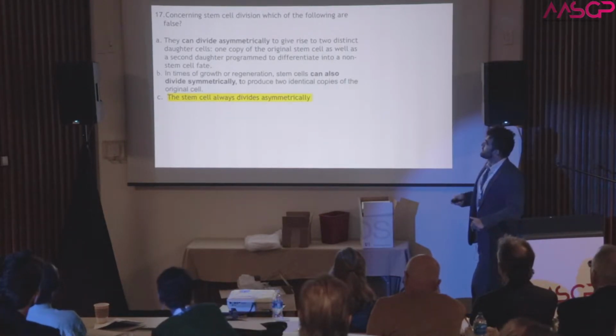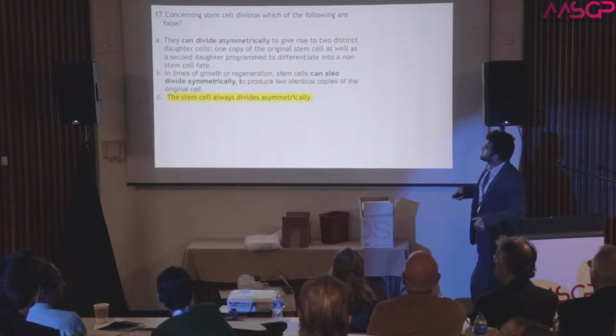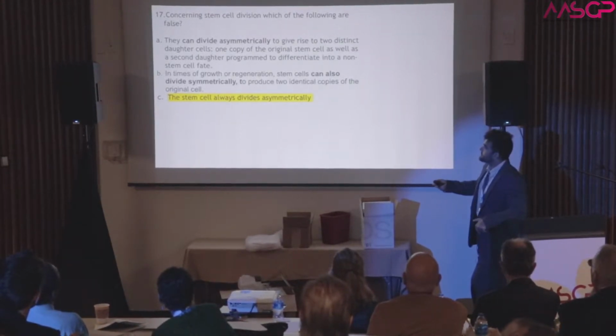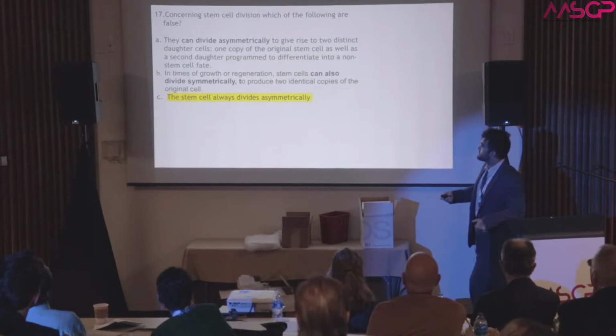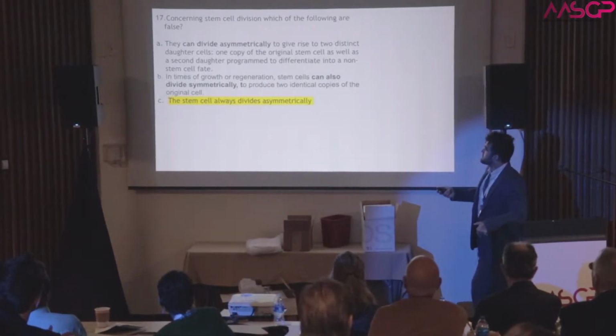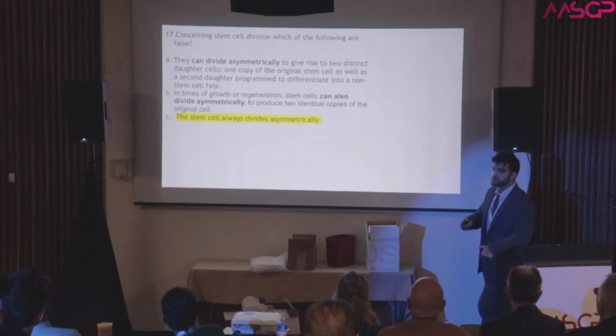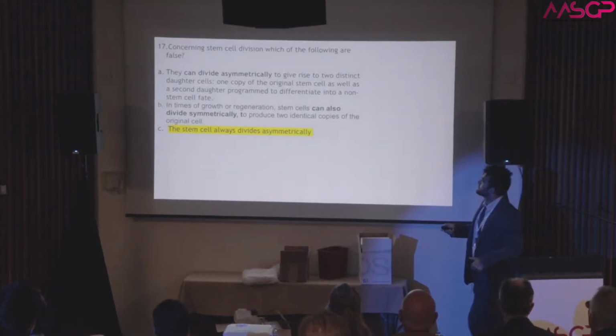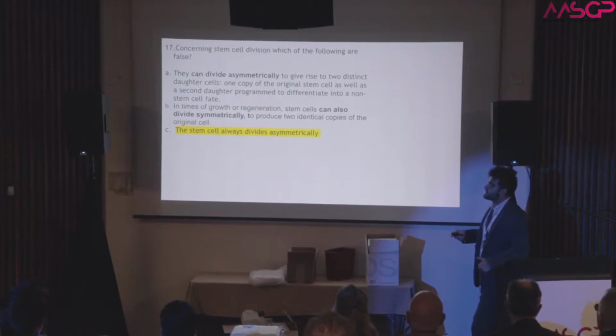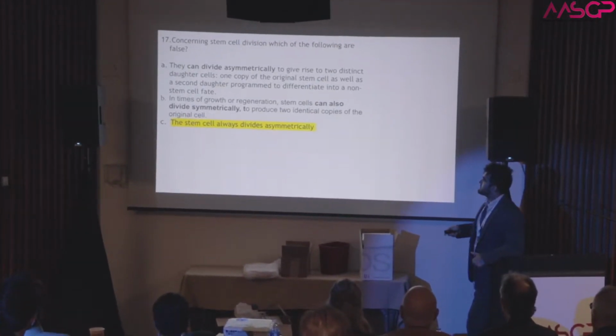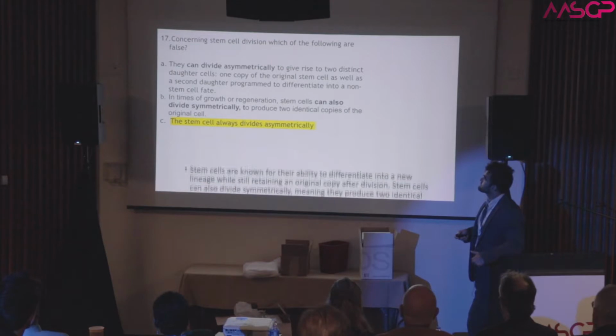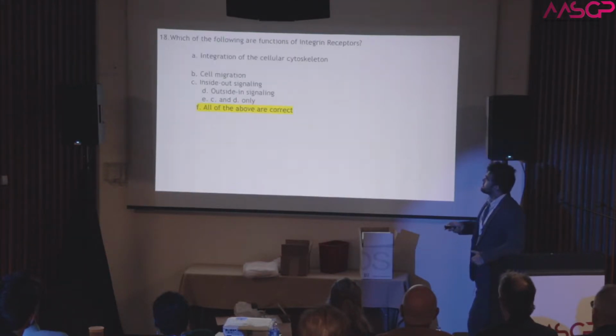Concerning stem cell division, which of the following is false? Let's go through the true statements first. They can divide asymmetrically to get two different daughter cells, one original copy as well as a second daughter programmed to differentiate. So retaining one original copy with one differentiating. However, B, they can divide symmetrically, producing identical copies. These two accurately describe stem cells. Not always. The stem cell always divides asymmetrically. Exactly. That's the one false statement. Which of the following are functions of integrin receptors? Another question again. Let's go through some of the questions.